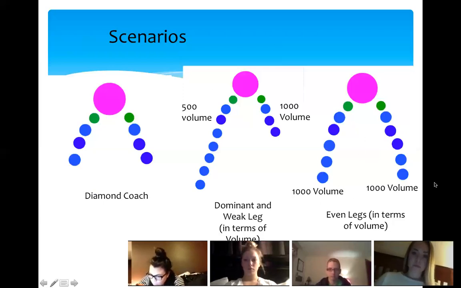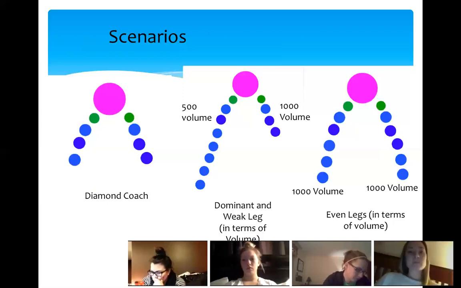Your volume is actually equal on both sides, okay? So the amount of coaches really doesn't matter for the volume. We just made this example to show that just because it looks like this should be your weak leg and this should be your strong leg, it all depends on what the coaches underneath have for volume. It looks backwards, but that could be a scenario where your weak leg has tons and tons of coaches and still doesn't have the volume, and it's just easier to see that way.